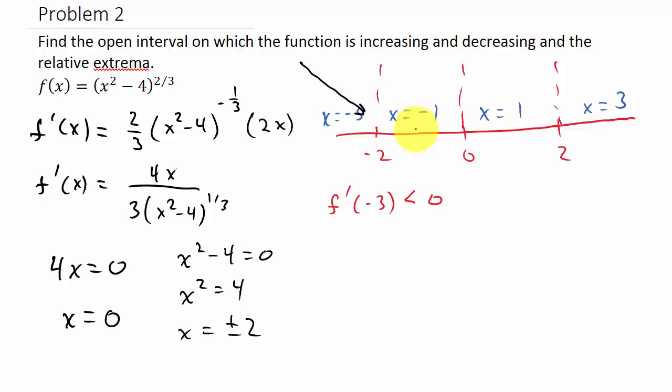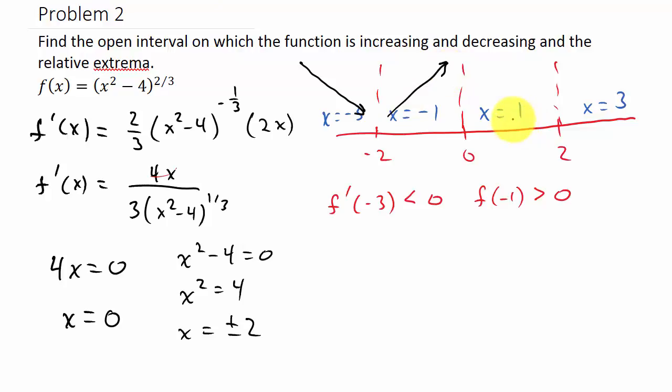Okay, now let's do the same thing with the -1. So I've got f prime of -1. When I plug the -1 in, that's going to be a negative in the numerator. 4 times -1 is -4. And if I plug it in down here, -1 squared is 1. 1 minus 4 is -3. So this is negative, the 3 is positive, of course. So I'm going to have a negative over a negative, which is positive, so that's greater than 0. So that means on this interval it's increasing.